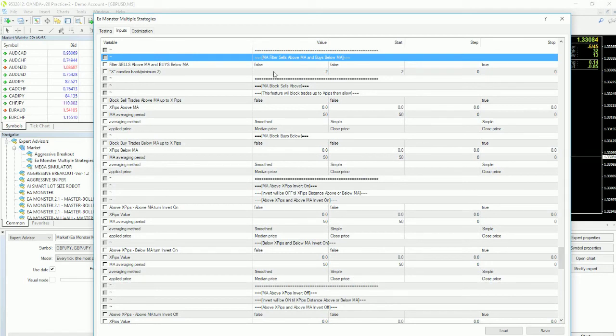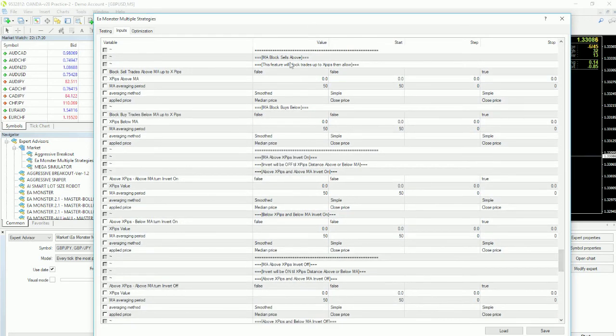This is basically going to allow only sells using the same moving average setting from the beginning of the inputs. It's going to allow sells only above and allow buys below the moving average, basically for a ranging market. Think of it that way, just inverted, allowing the trades to be opposite instead of going with the trend. You're kind of going against the trend basically.